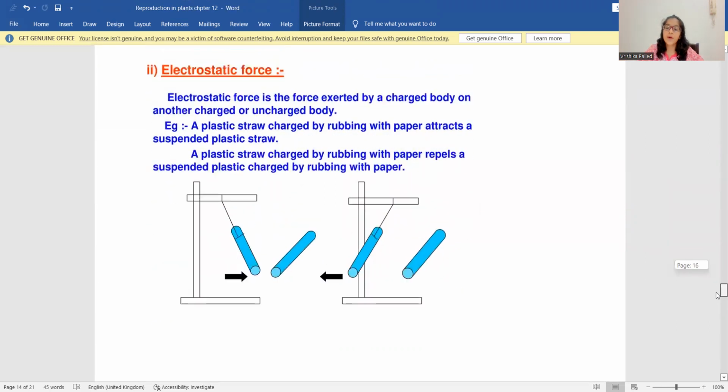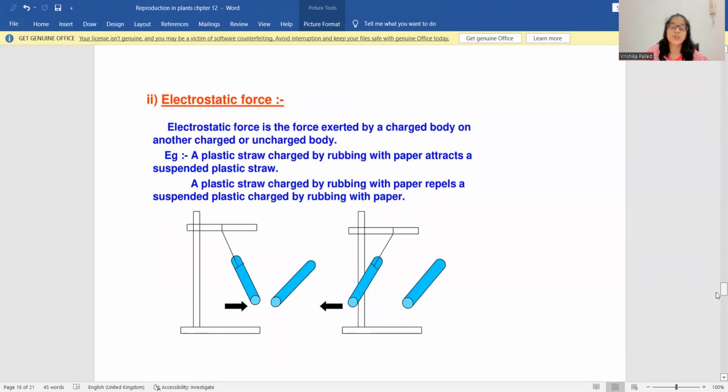The next type of non-contact force is electrostatic force. Electrostatic force is the force exerted by a charged body on another charged or uncharged body. Example, a plastic straw charged by rubbing with paper attracts a suspended plastic straw. A plastic straw charged by rubbing with paper repels a suspended plastic straw charged by rubbing with paper. So this is an example of non-contact force.